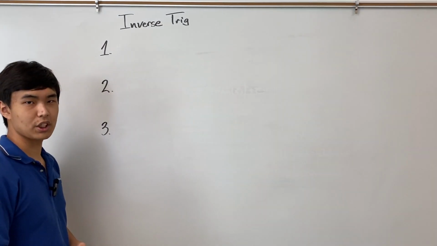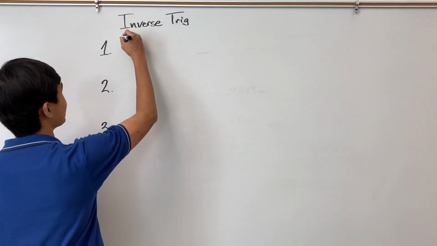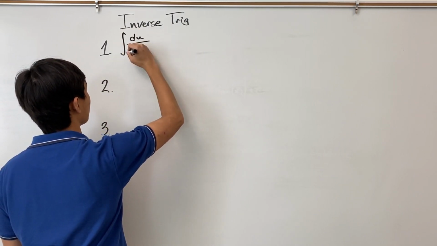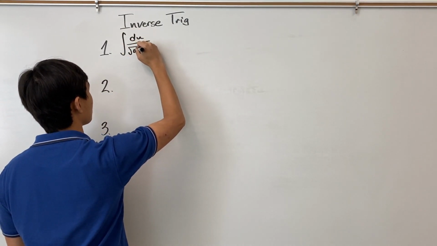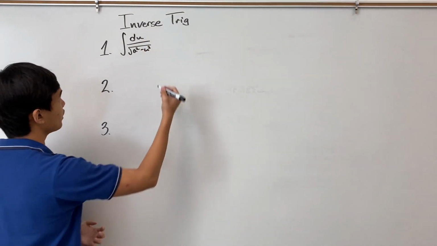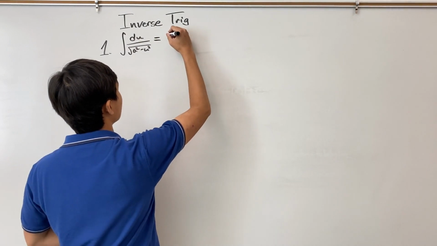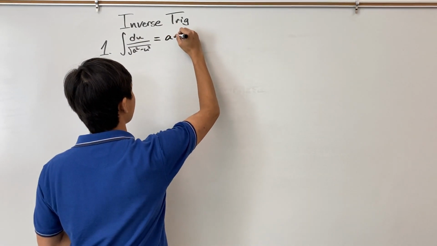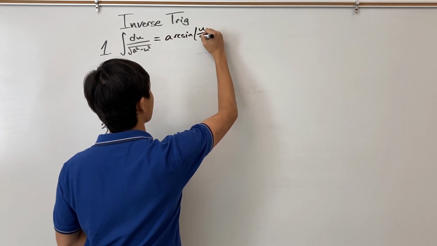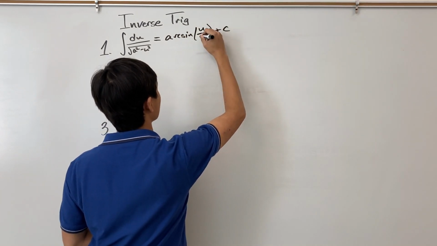The first formula is the one that results in arcsine, and this is the integral of du over the square root of a squared minus u squared, where a is any constant. Then this is arcsine of u over a plus c.